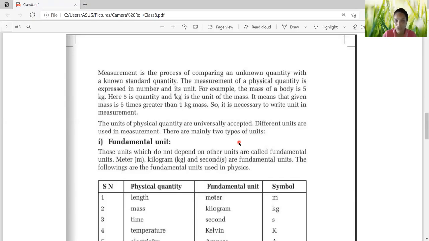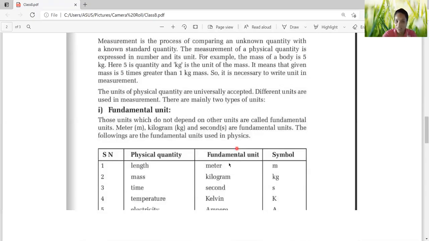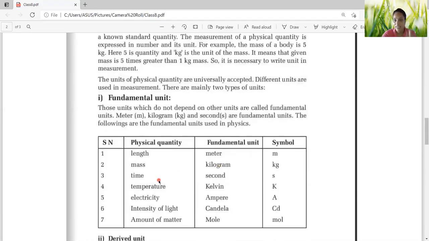What is a fundamental unit? Those units which do not depend on other units are called fundamental units. The one which doesn't depend on any other is a fundamental unit. And how many fundamental units are there? Yes, 7. Here is the list: length, mass, time, temperature, electric current, intensity of light, amount of matter. These are the physical quantities.